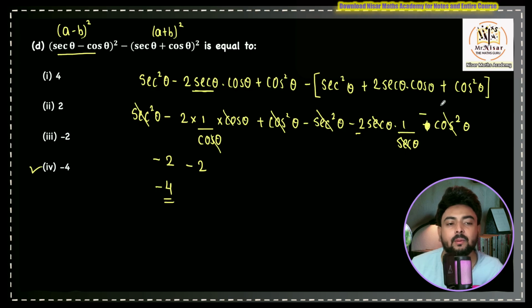See, when we open the bracket here, it was plus, so it becomes minus. So this plus cos square theta and minus cos square theta is going to get cancelled. Just I'll underline it. This and this will get cancelled. Even here, this and this sec square theta will also get cancelled. I hope it is quite simple. Let's go ahead to the next question.